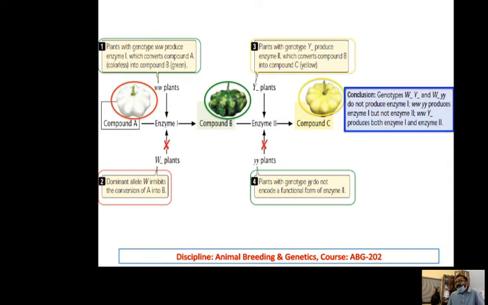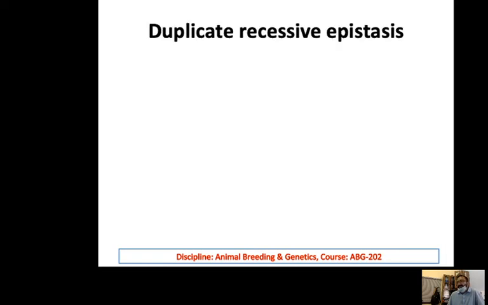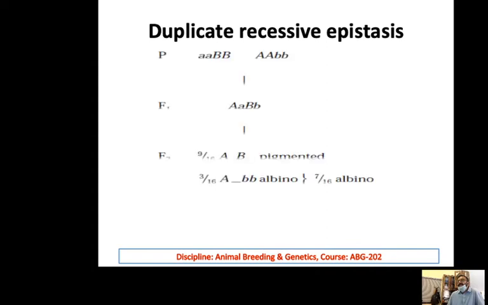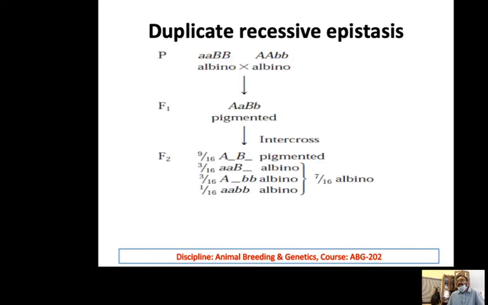So the conclusion is that genotypes where both of them, or the first of them, is dominant do not produce enzyme 1. If both of them are recessive, they produce enzyme 1 but not enzyme 2. If the second one is dominant, it will produce both enzyme 1 and 2 and the plant will be yellow. This is called dominant interaction, dominant epistasis.